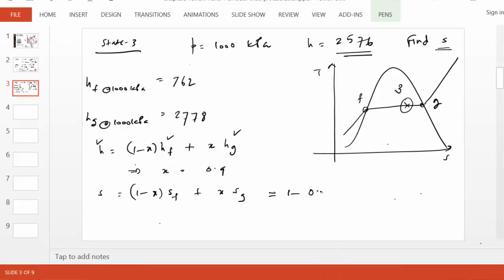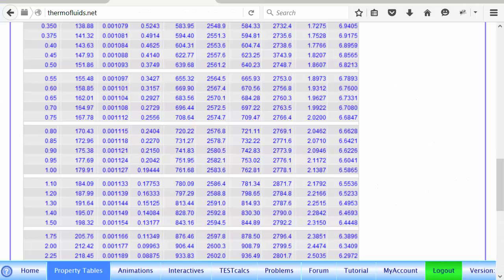1 minus 0.9, times SF. If you go back to the chart, I already picked up the value. This is SF, and SG is 6.586. Solving, we get an entropy value of 6.142. Just to verify, first let's go back to the table to make sure I picked up the right SF and SG. At 1000 kPa, which is 1 MPa, 2.18 and 6.58. So these are the values I picked.